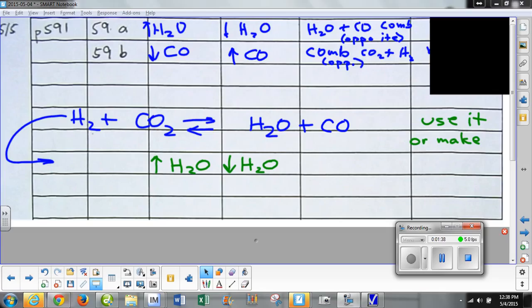Because we want it to go down. When we use it, it goes down, right? Take water out of the tap, the reservoir goes down, right? Okay, so this is what we want to do in this problem. If we want to use it, we go to the opposite side. If we want to make it, we go to the same side.